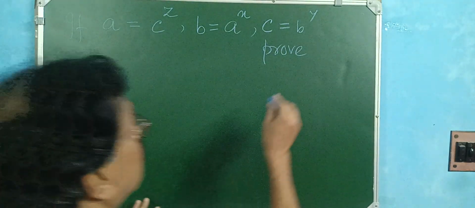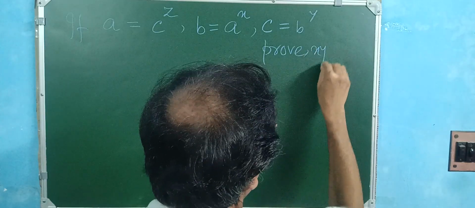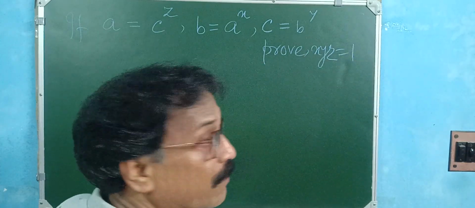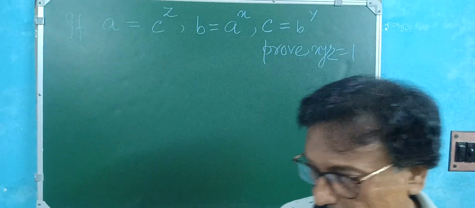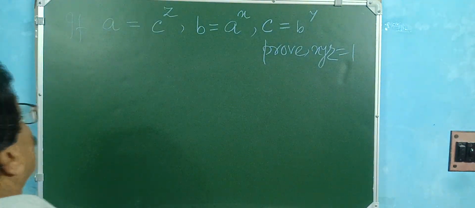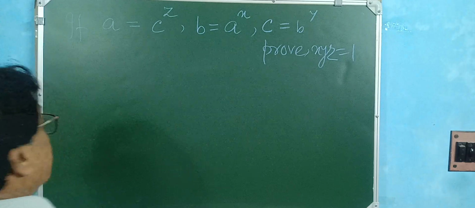What do we have to prove? Prove xyz is equal to 1. That is a very good sum. xyz is equal to 1. Clear?